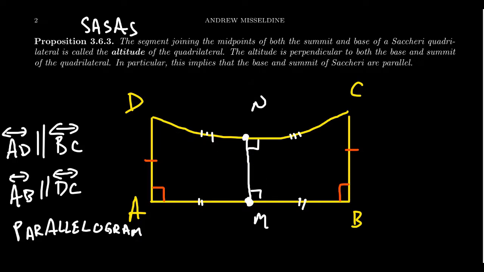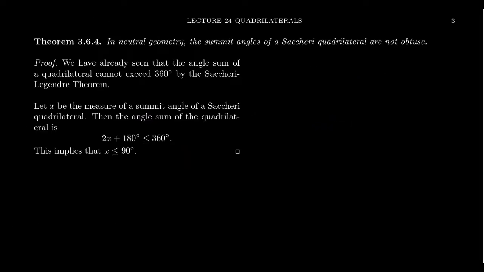And so you can get this so-called side angle, side angle, side quadrilateral congruence. And so this proposition basically is an immediate consequence of side angle, side angle, side, but I'll allow the viewer to provide the remaining details here. A few other things I want to mention about Saccheri quadrilaterals before we sign off in this video here.